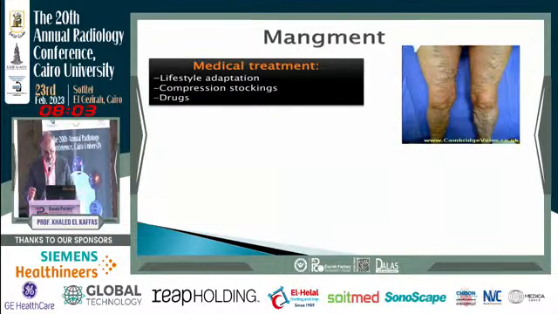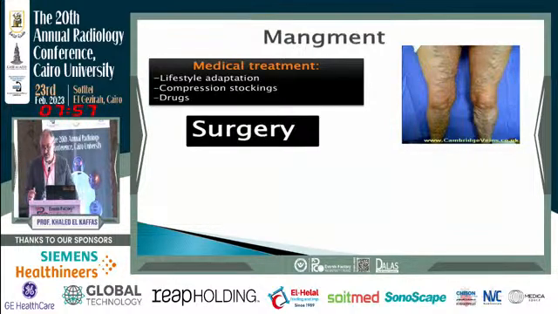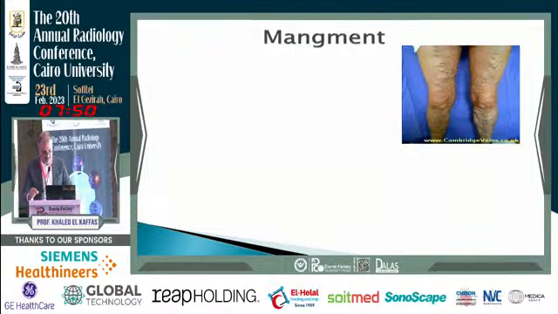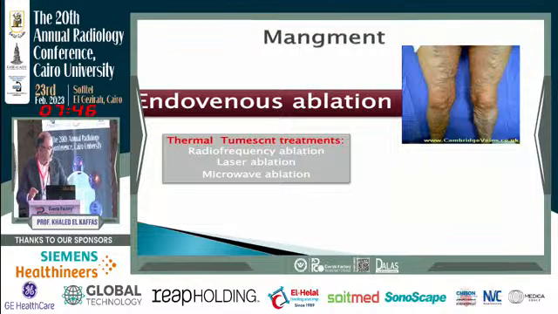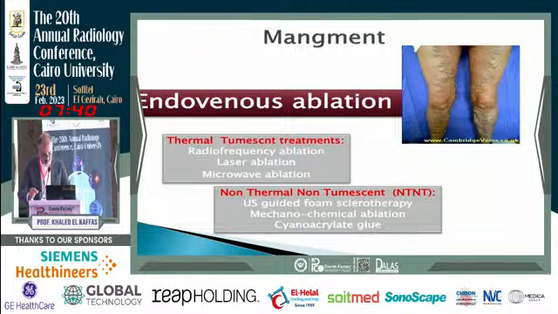It's either medical treatment like lifestyle adaptation, compression stockings and drugs. Surgery is outdated because it has many complications and very high recurrence rates. Nowadays, the most convenient treatment option is endovenous ablation, like thermal tumescent treatments such as radiofrequency, laser, and microwave, or non-thermal, non-tumescent ablations like ultrasound-guided foam therapy, mechanochemical ablation (MOCA), or glue ablation.